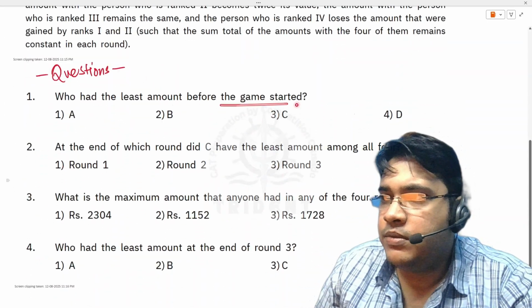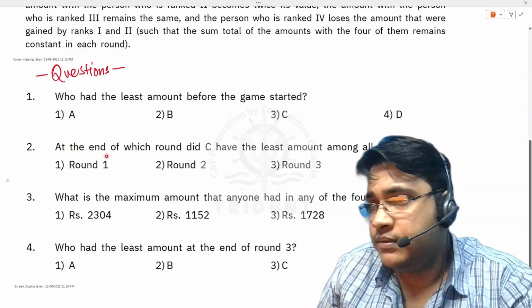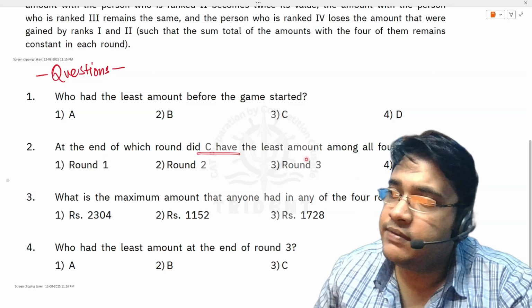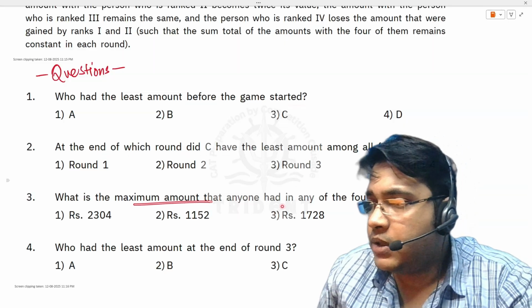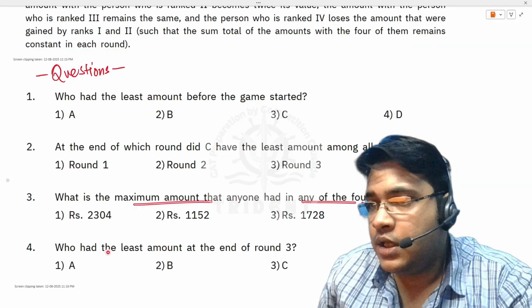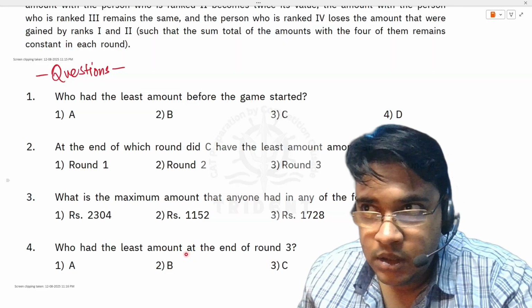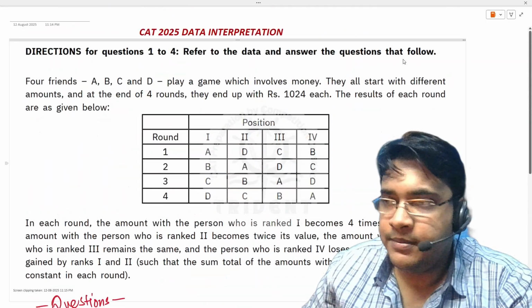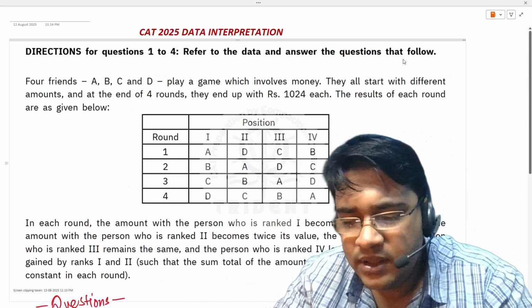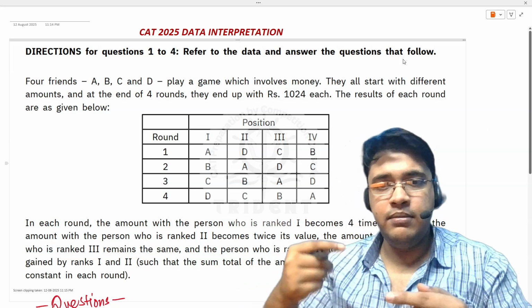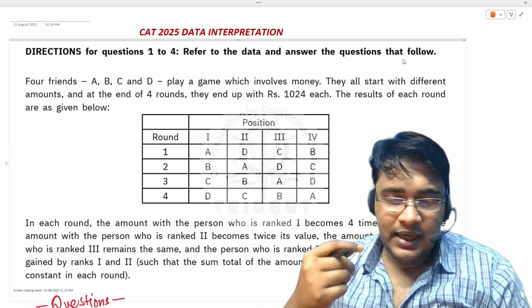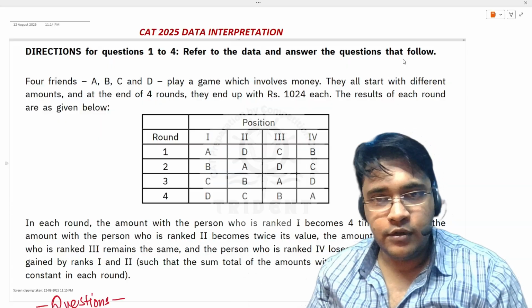Let's read the questions. Who had the least amount before the game started? At the end of which rounds did he have the least amount? What is the maximum amount that anybody can have in the 4 rounds? Who had the least amount at the end of round 3? It only makes sense to start understanding this in the backward direction. At the end of the 4th round, everybody has 1024.